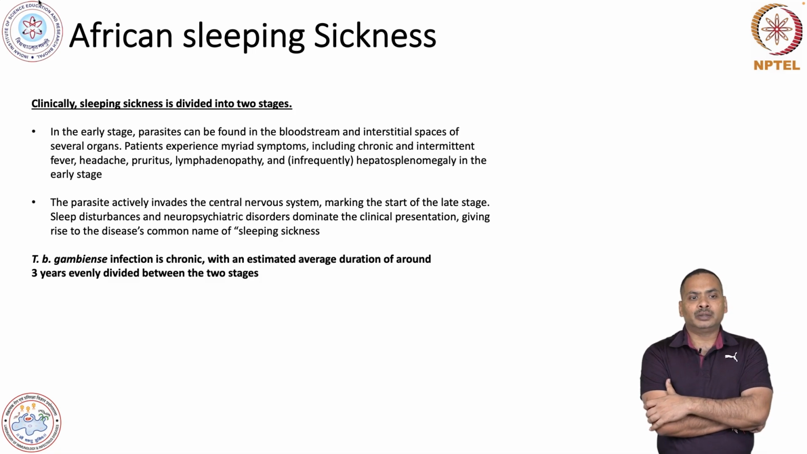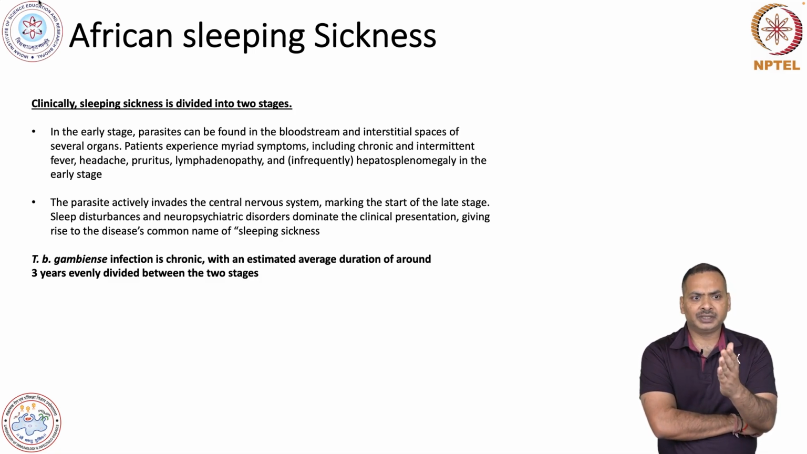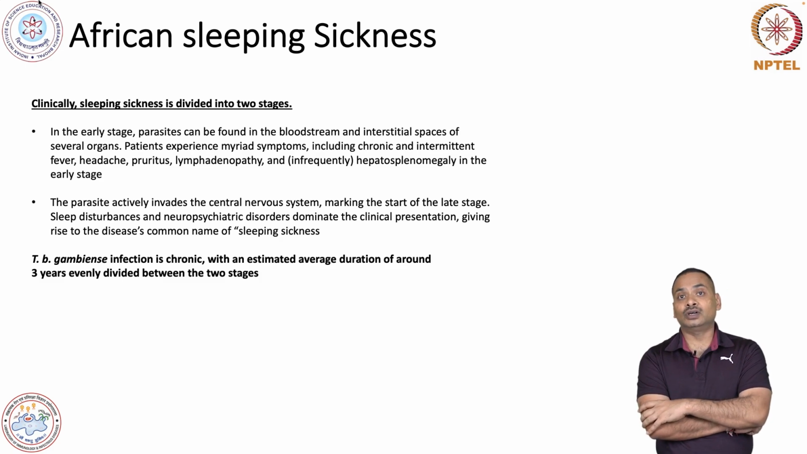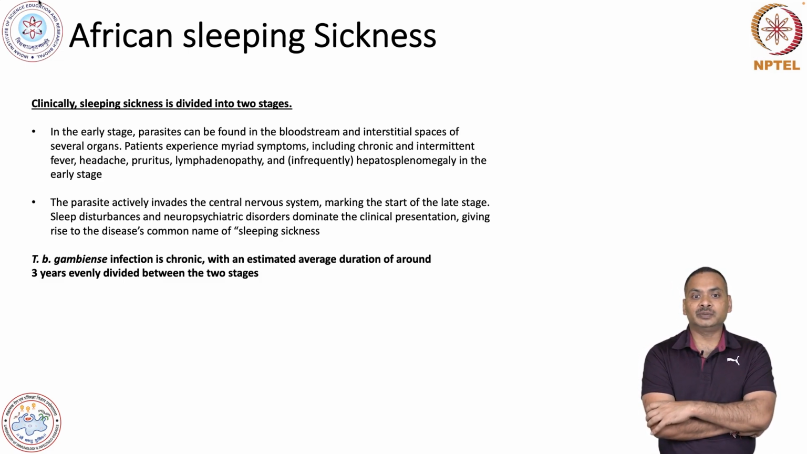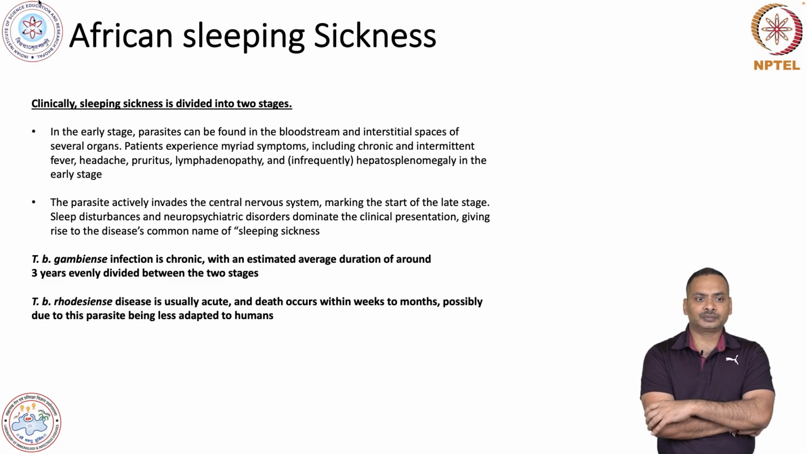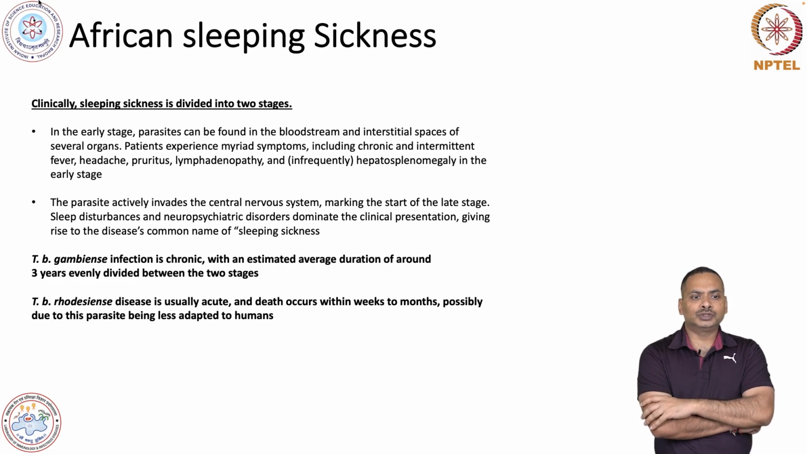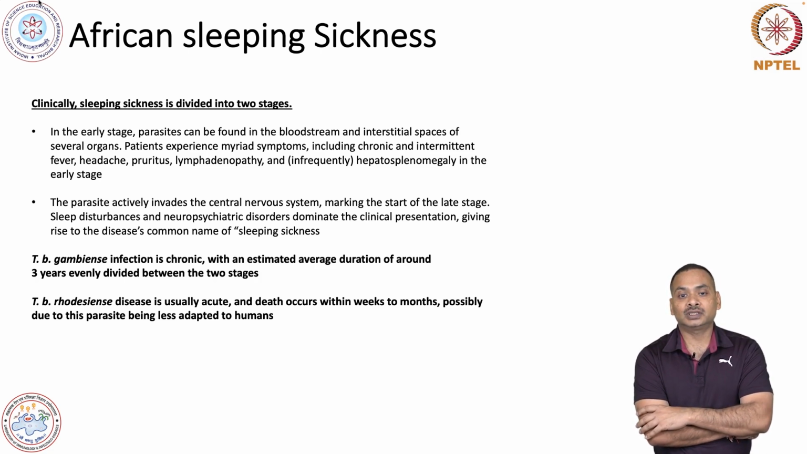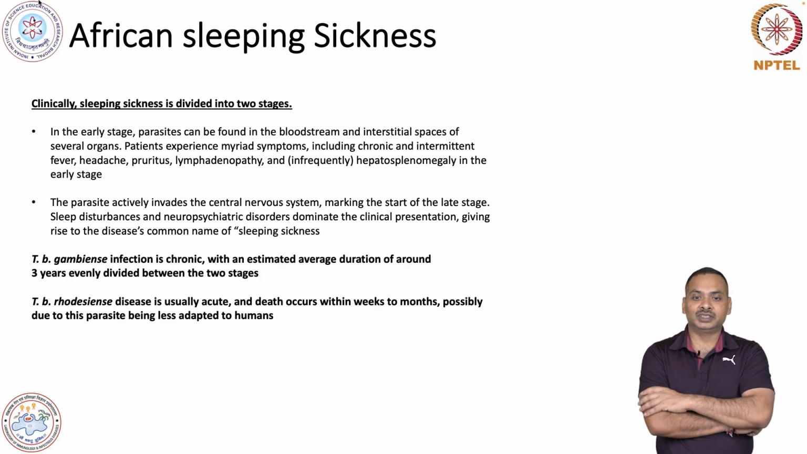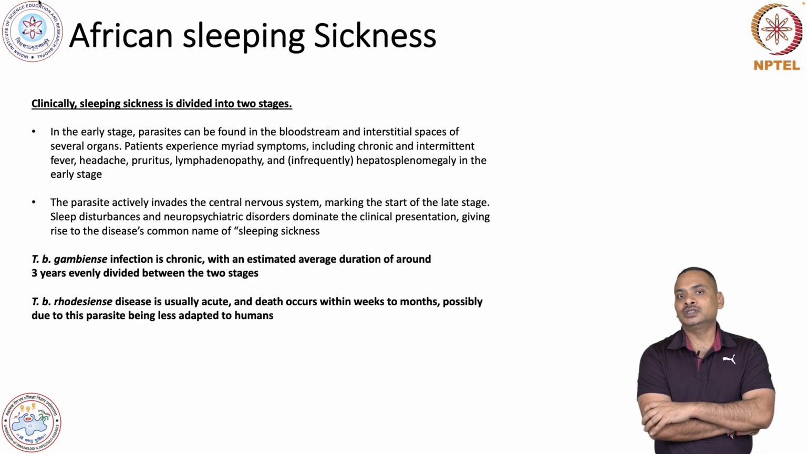Trypanosoma brucei gambiense infection is chronic, with an estimated average duration of around 3 years, evenly divided between the 2 stages. Trypanosoma brucei rhodesiense disease is usually acute, and death occurs within a week to months. You can understand this is much more dangerous, possibly due to the parasite being less adapted to the human.